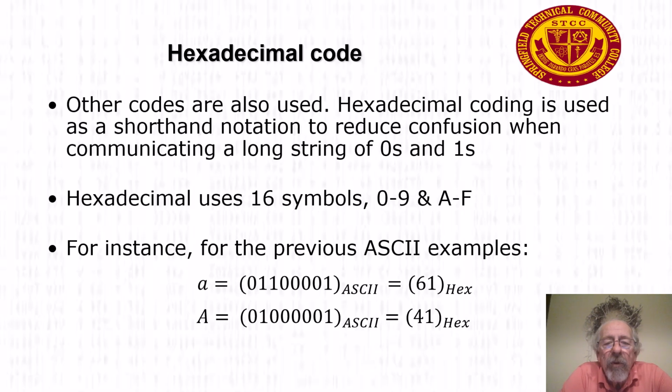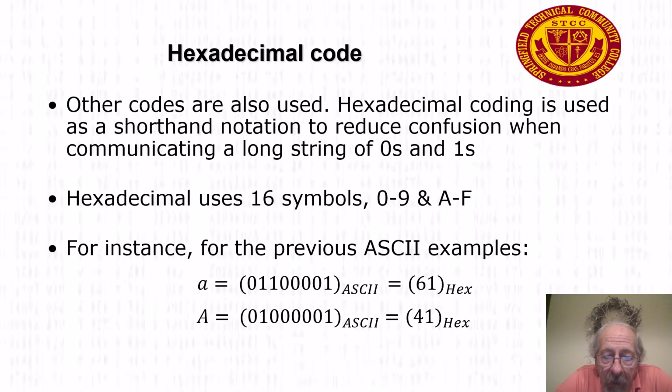Other codes are also used in the computer world. Hexadecimal coding is used as a shorthand notation to reduce confusion when communicating a long string of zeros and ones. So hexadecimal uses 16 symbols. Those symbols represent 0 through 9 and A through F. For instance, for the previous ASCII examples, lowercase a, which is given by that binary combination for ASCII, is actually equal to 61 in hexadecimal.